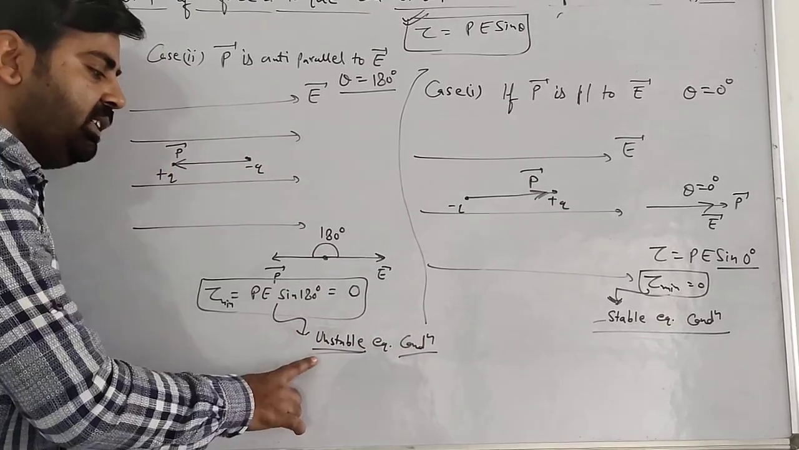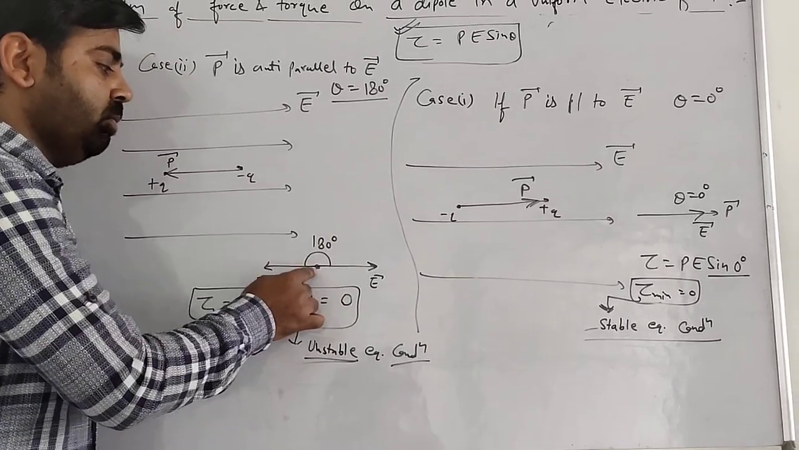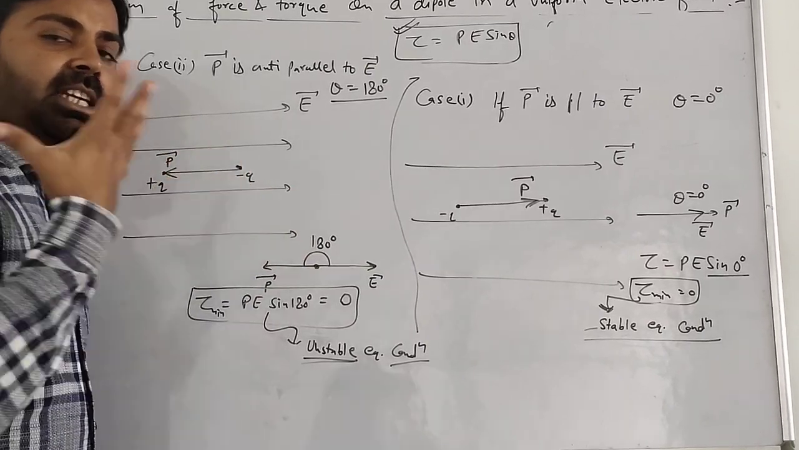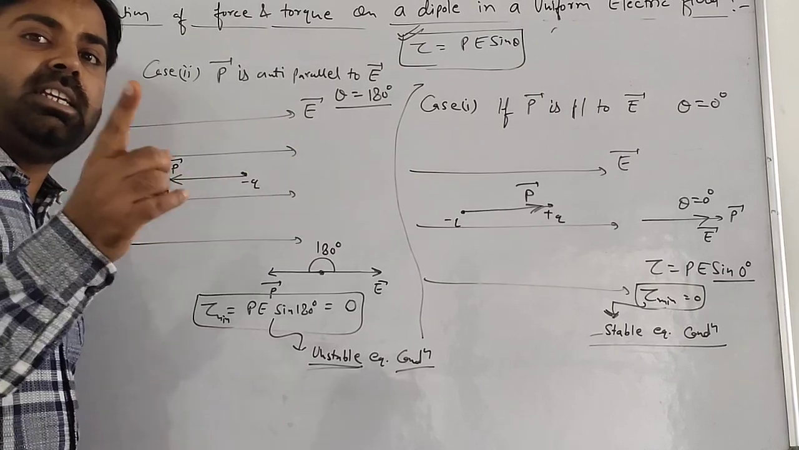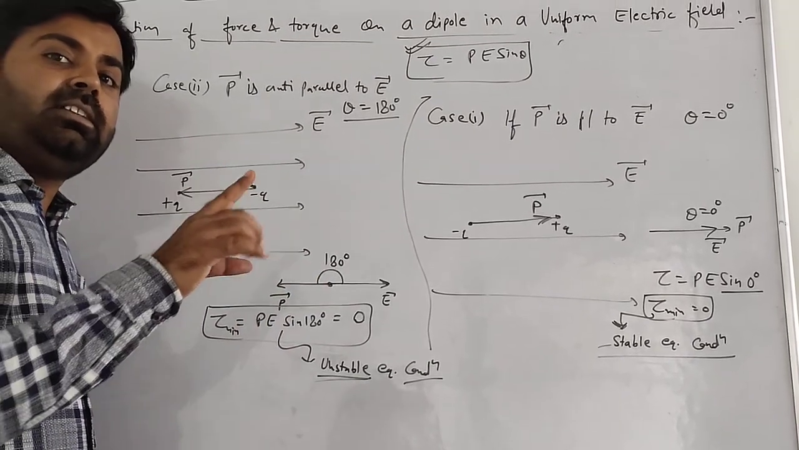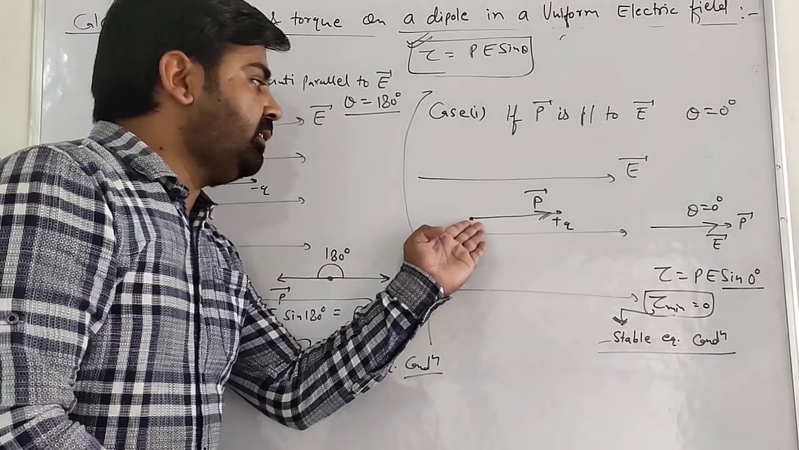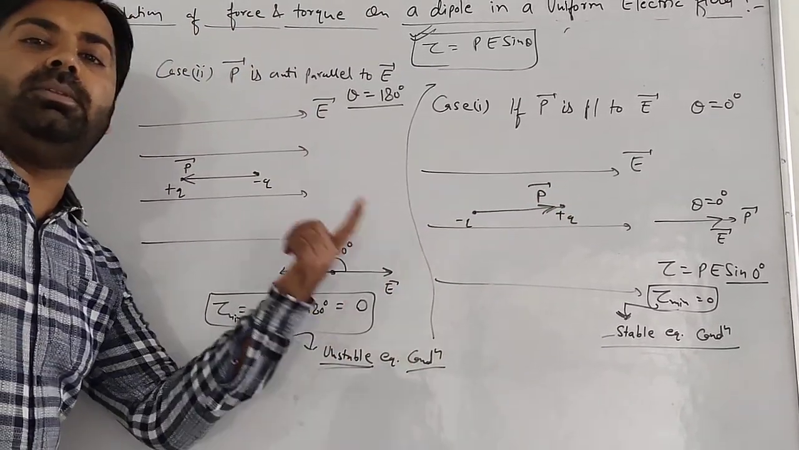That means in unstable equilibrium condition, if we just move this electric dipole at any small angle theta from 180 degree, then it will not come to rest at 180 degree. It will come to rest at 0 degree. It will turn to 0 degree angle. So this is called unstable equilibrium condition.